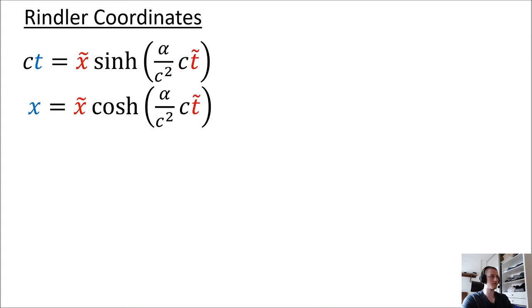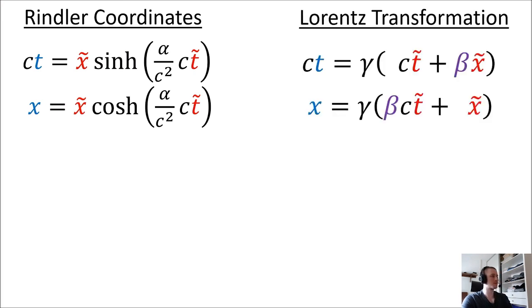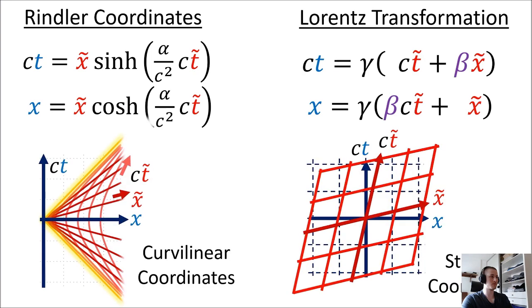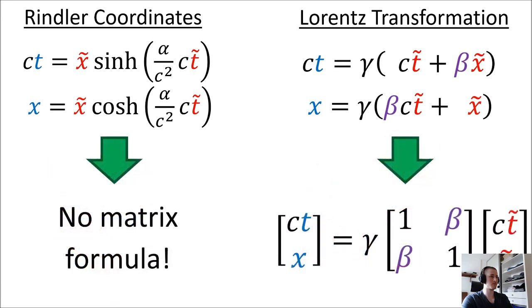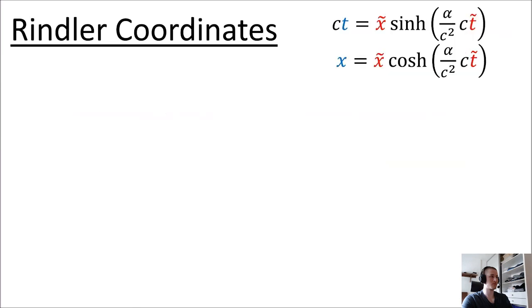So now we have equations that change between the standard spacetime coordinates ct and x and the new Rindler coordinates ct tilde and x tilde. In some ways, this is similar to the Lorentz transformations we've seen before, which also convert between two sets of spacetime coordinates. The difference is, this time, the new Rindler coordinates are curvilinear coordinates, and the transformation cannot be represented by a matrix multiplication. In this next part of the video, I'm going to state various properties of the Rindler coordinates that will help us understand how accelerated observers view spacetime.